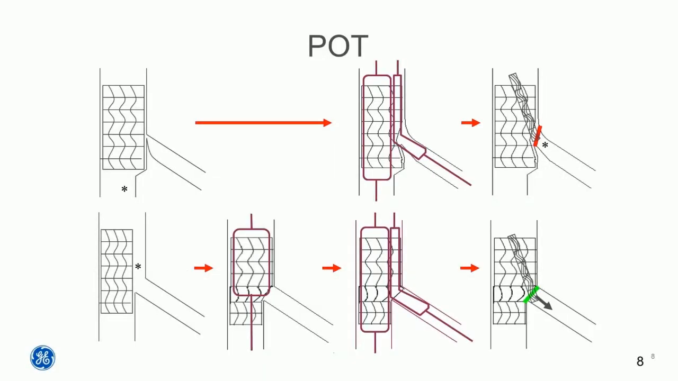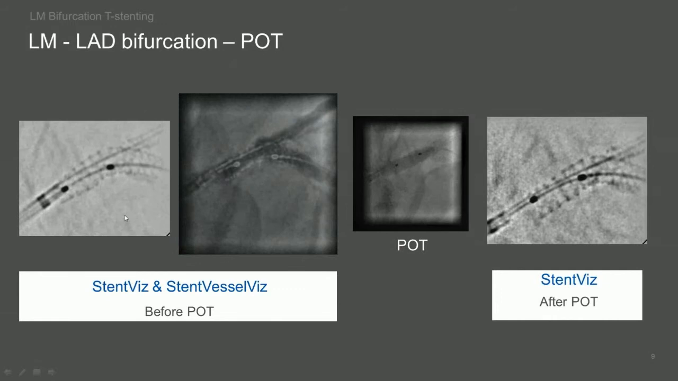The POT technique is a very important technique for bifurcation lesions. First of all, the choice of the size of the stent is done with the distal part of the bifurcation. Then you can clearly see that we will have a gap between the vessel and the stent on the proximal part of the bifurcation, which is the part with the more important diameter.